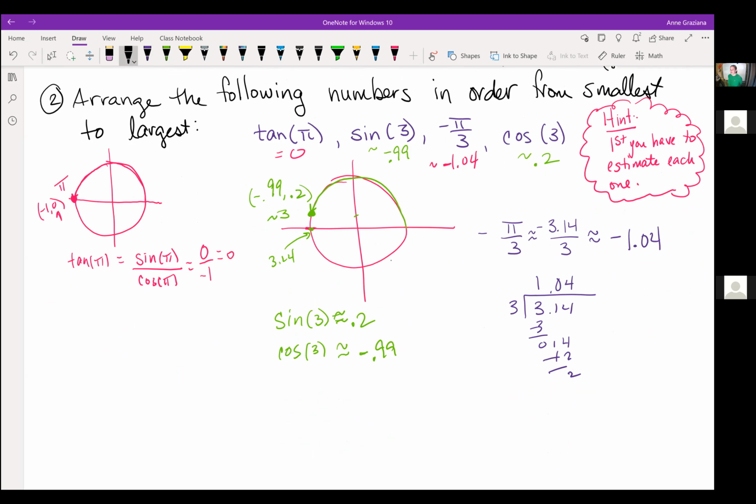All right, you got a couple different ideas here. Yes, yes, okay. It's the negative pi over 3, that's right. Negative 1.04 is the most negative number. Think about the number line. So negative pi over 3 is the smallest. And then, what's next? Cosine of 3, because that's negative, is negative 0.99. And then, what's after that?